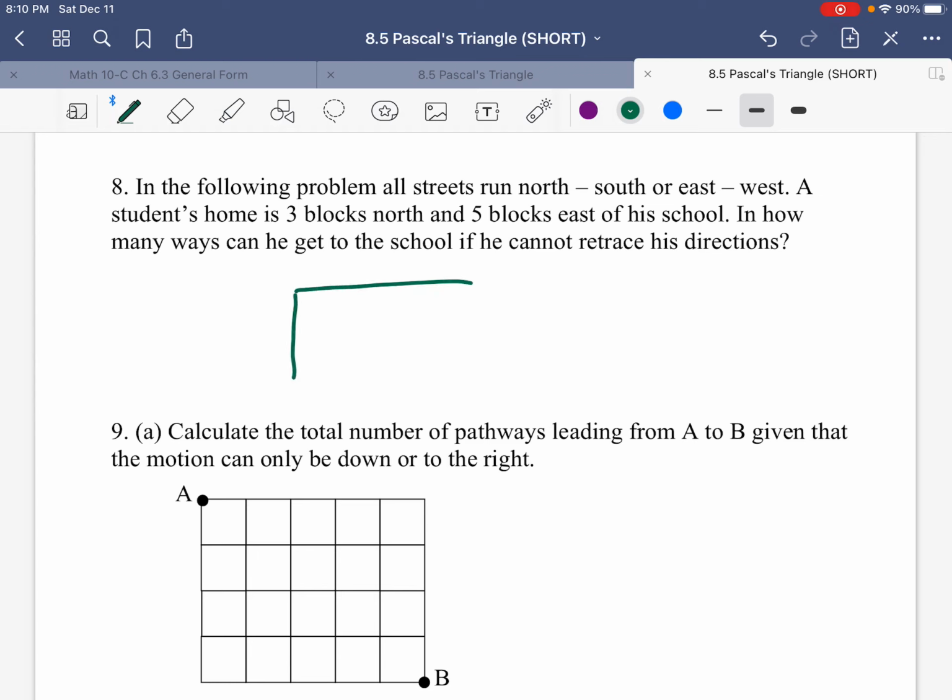Now, applications. In the following problem, all streets run north, south, or east-west. A student home is 3 blocks north and 5 blocks east of the school. So, how many ways can he get to school if he cannot retrace his direction? So that's 3 blocks north and 1, 2, 3, 4, 5 blocks east.